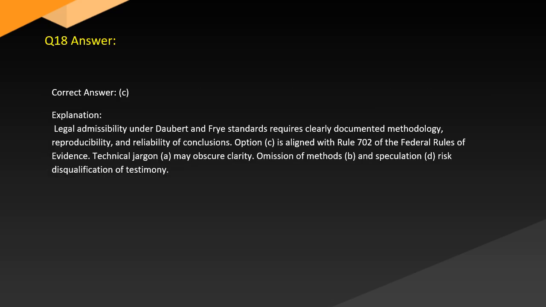Answer. Correct answer: C. Explanation: Legal admissibility under Daubert and Frye standards requires clearly documented methodology, reproducibility, and reliability of conclusions. Option C is aligned with Rule 702 of the Federal Rules of Evidence. Technical jargon, A, may obscure clarity. Omission of methods, B, invites speculation. D risks disqualification of testimony.